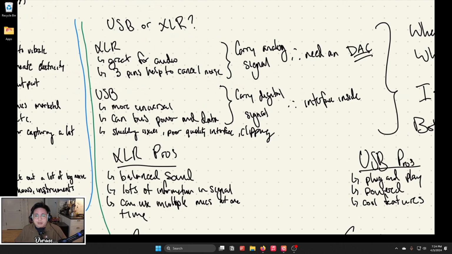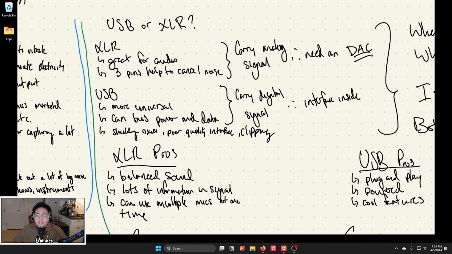And what's awesome about USB is that it can bus power. That's the reason why you can charge your phones via USB, right? You just plug a cable into your computer, and it can carry that electrical signal to bus power, and it can also transfer data over that cable, which is really cool, which leads to a lot of really cool things that USB mics are very unique for.